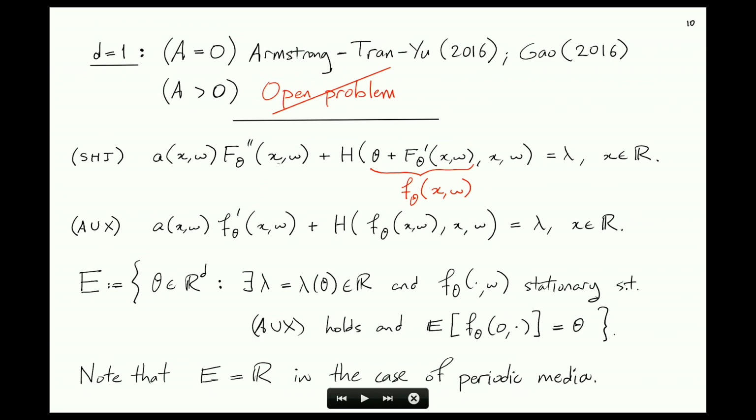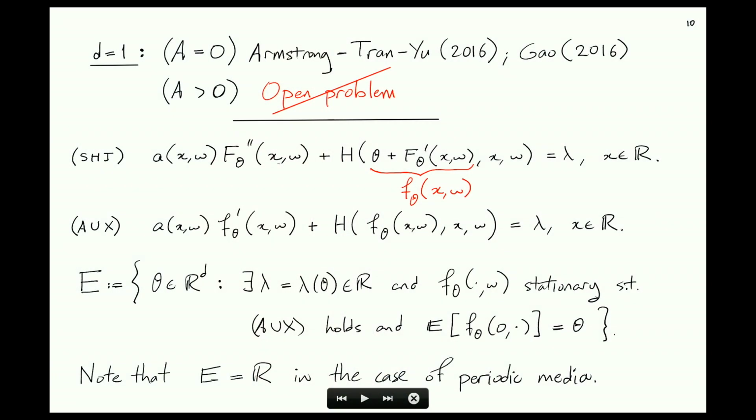Well, in their case, the correctors were periodic, hence stationary after you, of course, randomize the starting point. So in their case, in the periodic case, E, the set of all good theta, is all of R. So everybody is good.